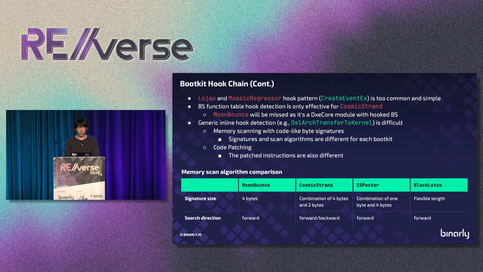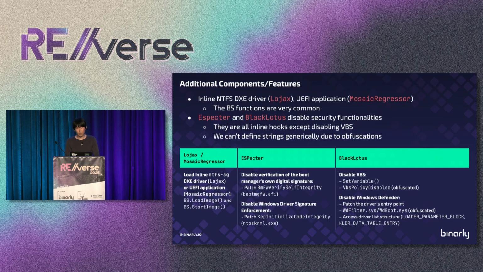The inline hook usually has 2 steps: memory scanning with code signatures and code patching. Each bootkit has a different memory scan algorithm and patched instructions. So there was nothing in common. Some bootkits have additional features to avoid detection, but finding generic patterns was also difficult because they were too common or inline hooks.